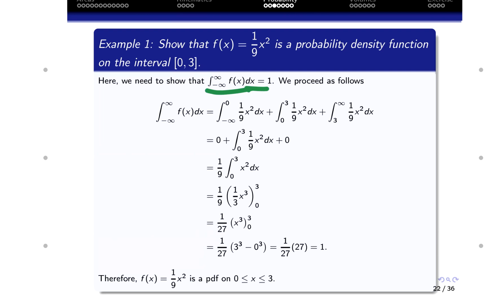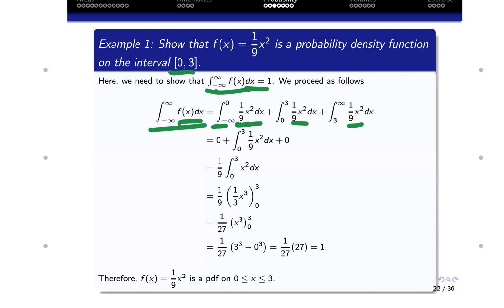You have the integral from minus infinity to infinity of f of x dx. First of all, you can break this down. You are given this interval 0 to 3, but the rule says minus infinity to infinity. So it means you have to break it down into stages. You have the same function, 1 over 9 x squared all the way, but the intervals are different. The first interval is minus infinity to 0. This function does not exist from minus infinity to 0 because we are given 0 to 3.